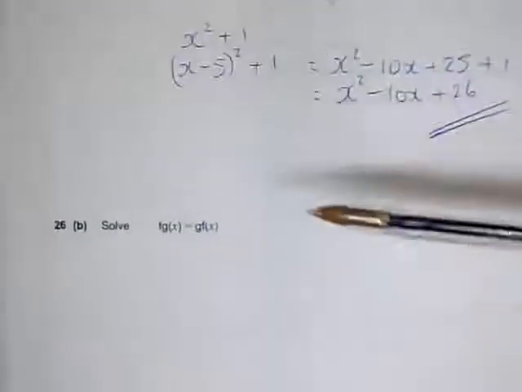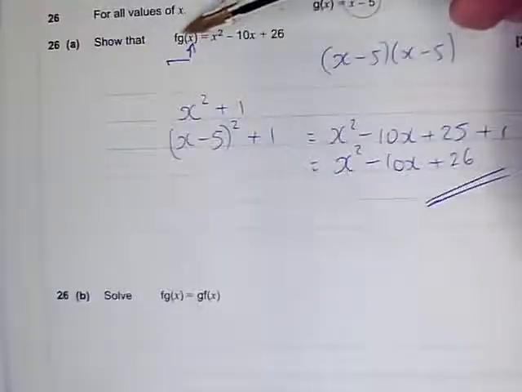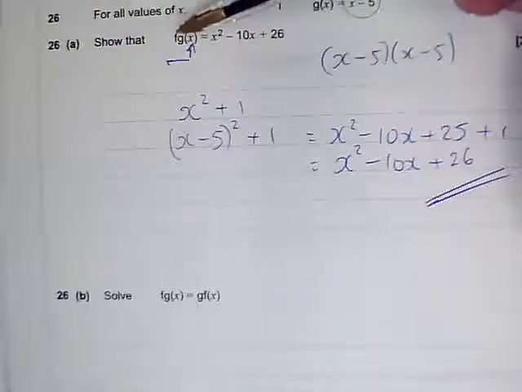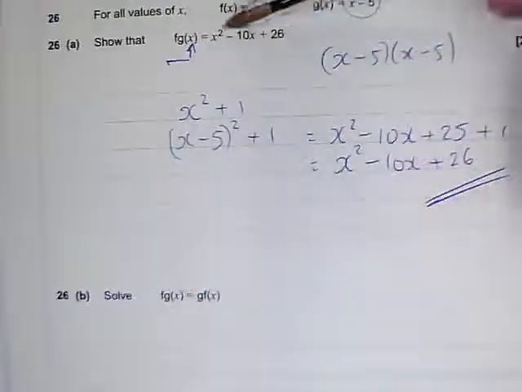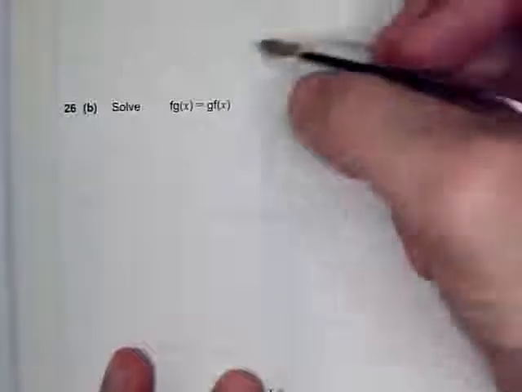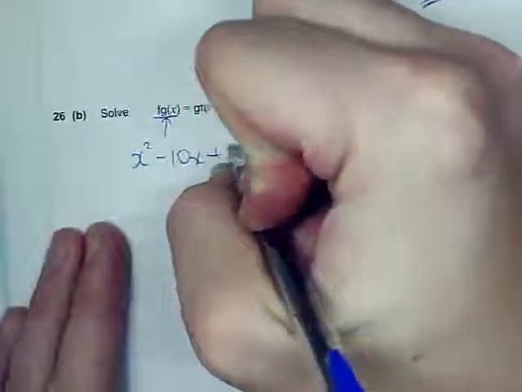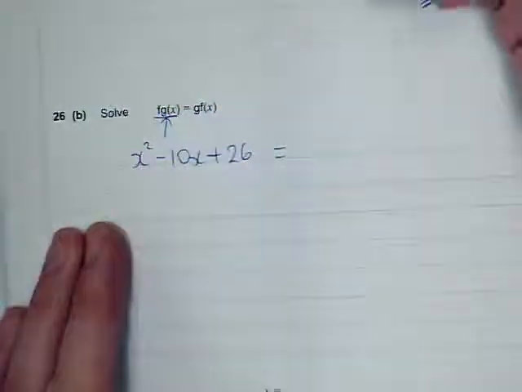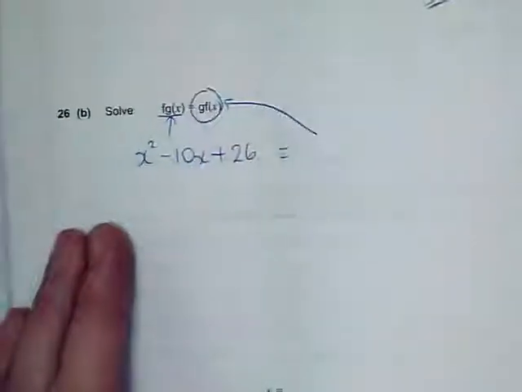Okay, what we should do is use our answers to the first part of the question. So we're told, and we've shown anyway, that f of g of x equals this. So that f of g of x we need to replace with all of that. So let's do that first. That was x squared minus 10x plus 26, and it equals this bit here. And that's what we need to work out.